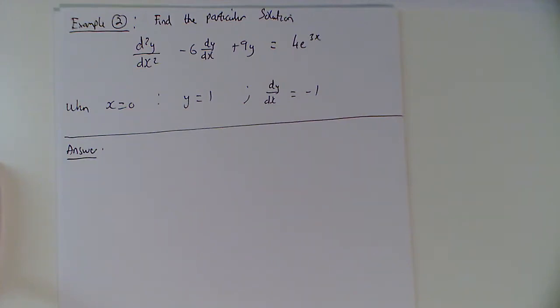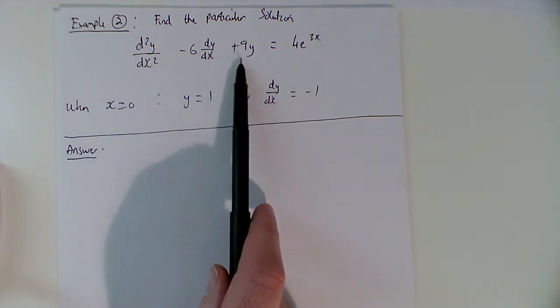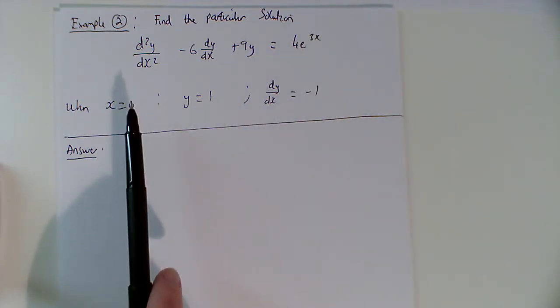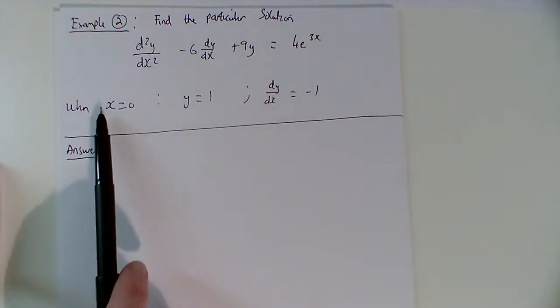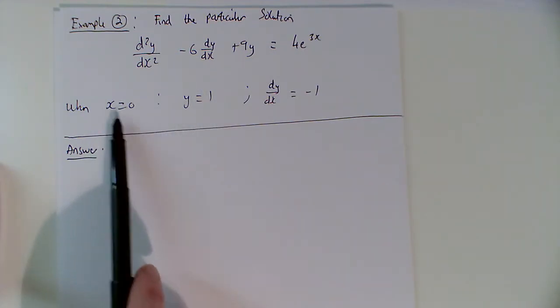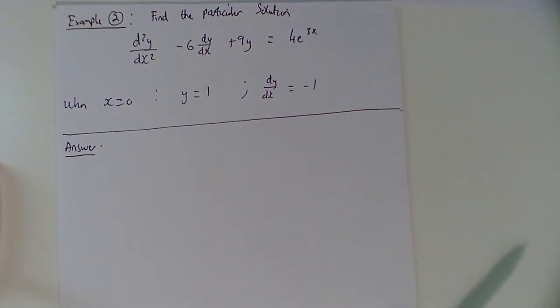Okay, this is example number 2 on degeneracy in second order differential equations. I've split up the two different videos because I didn't want to make a mistake again. So we want to find the particular solution to d squared y by dx squared take away 6 dy by dx plus 9y equals 4e to the power of 3x. And it's a particular solution this time, so I need initial conditions. That's when x equals 0, y is equal to 1, and also when x equals 0, dy by dx equals negative 1. Right, so let's start.